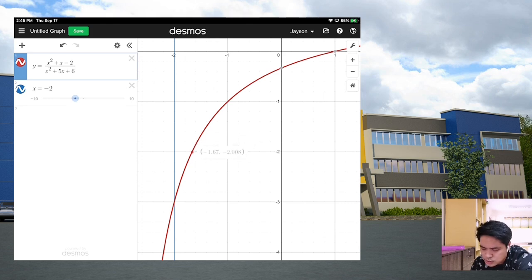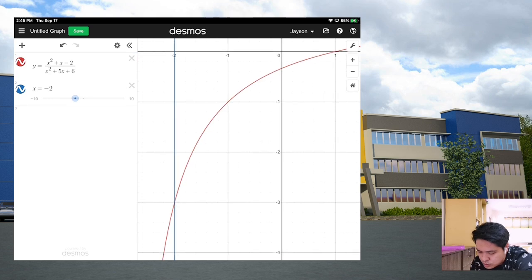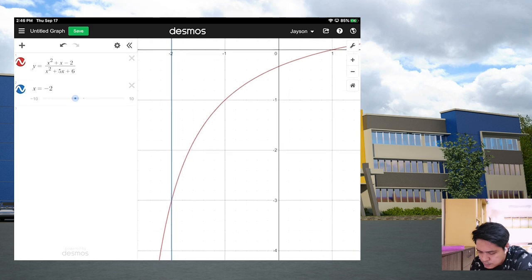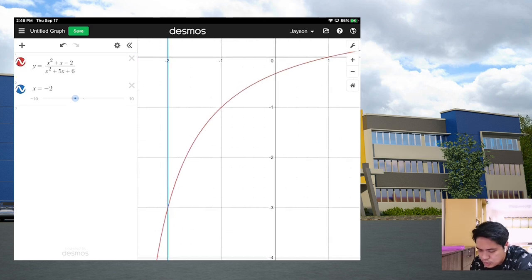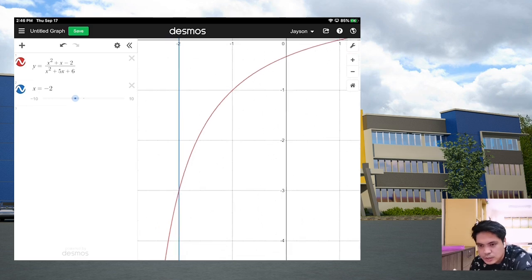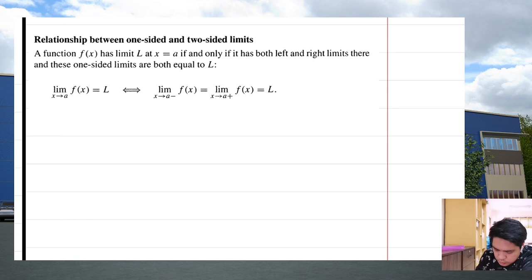Okay. Negative 2 positive. So, meaning from the right, the limit or yung value niya is papalapit sa negative 3. Ganon din kung mag-approach siya from the left. Ayan. Mag-approach siya from the left as it goes closer or creeps in to negative 2, the value of the function also goes closer to negative 3. So, ulitin natin. So, ito yun. So, from the right and from the left, meron siyang limit. So, pag ganito yung itsura niya, both meron siyang left and right, then the limit exists.